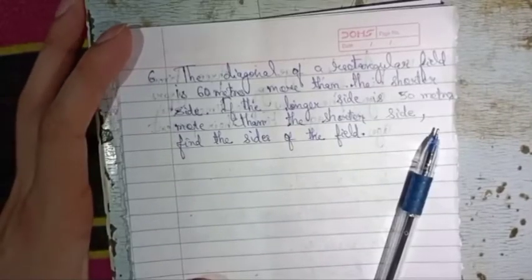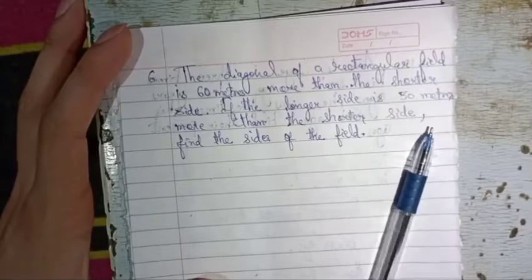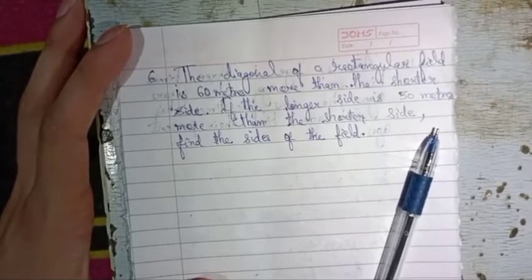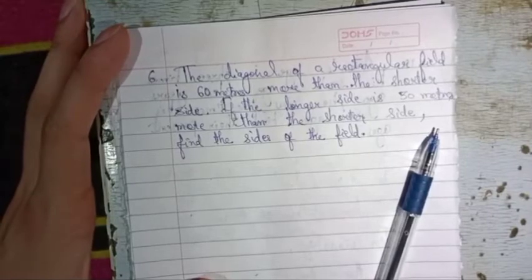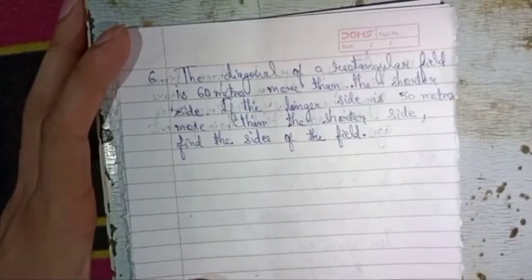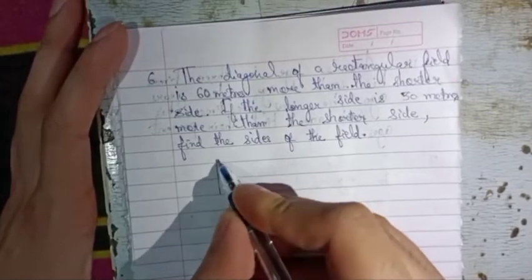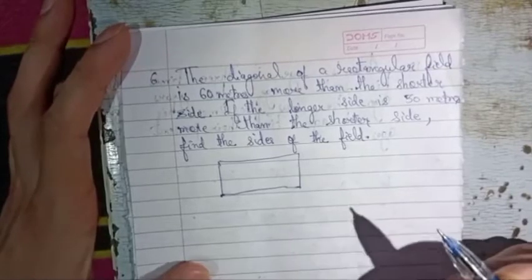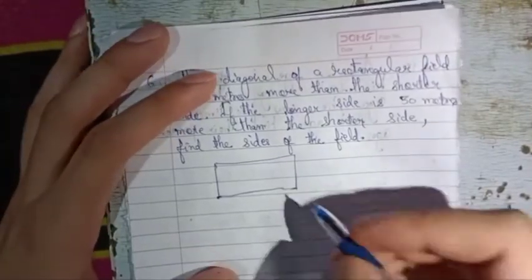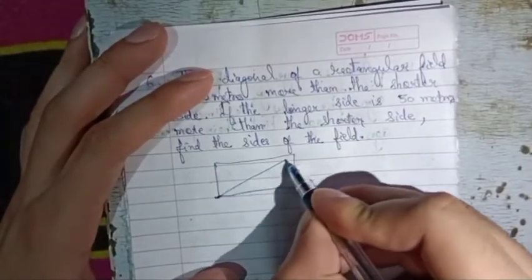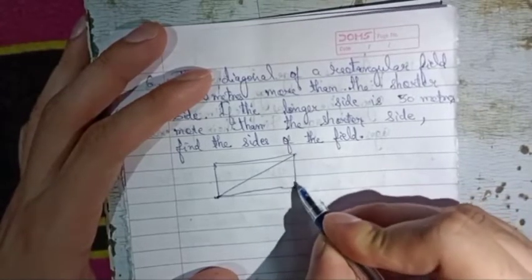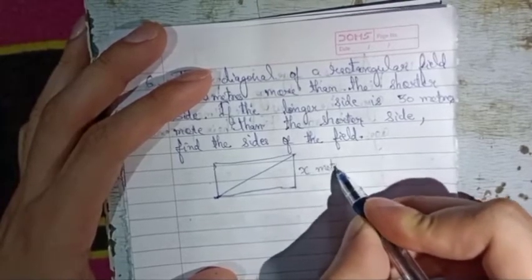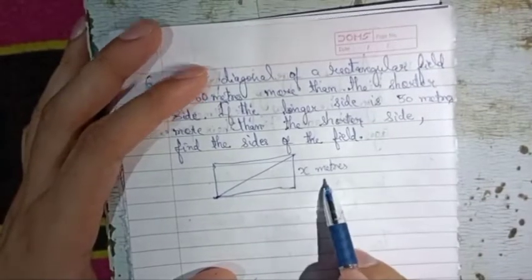Now question number 6. The diagonal of a rectangular field is 60 meters more than the shorter side. If the longer side is 30 meters more than the shorter side, find the sides of the field. So first of all, I will make a diagram so that you will understand the concept clearly. First of all, we will make a rectangle. Suppose it is a rectangular plot. Then according to the question, the diagonal is 60 meters more than the shorter side. So first of all, we need to assume the shorter side is x meters.